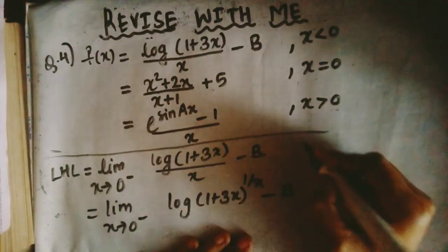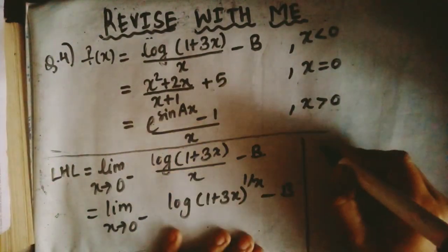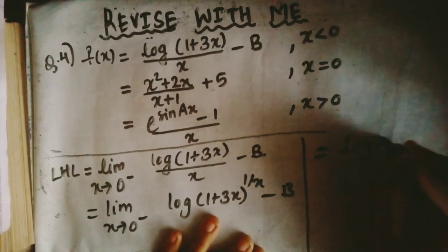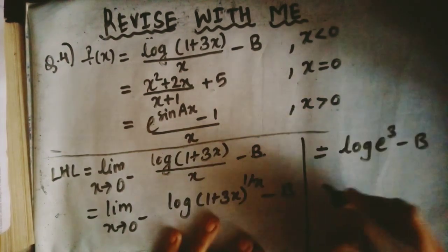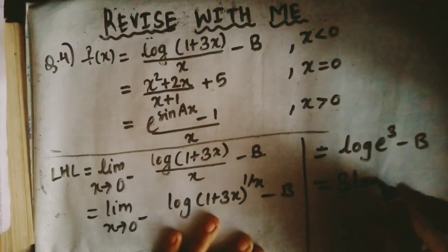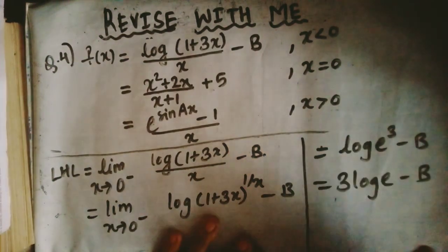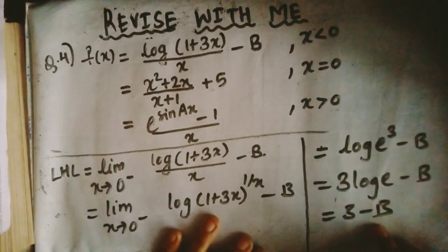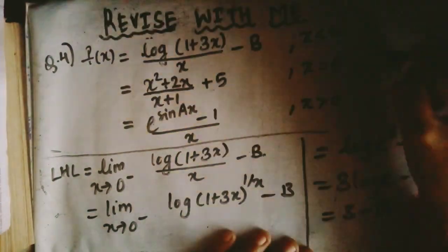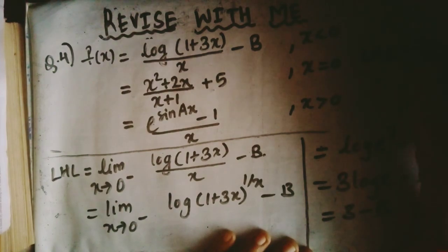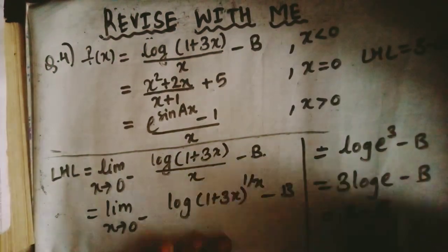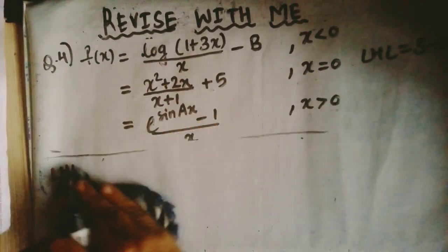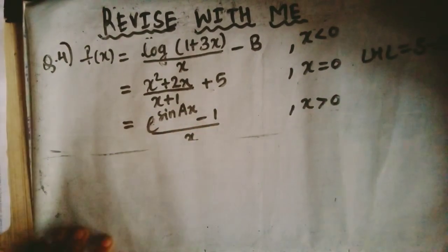We'll write it as, putting the limit, you will get this as log e cube minus b, which we can write as 3 log e. Log e is 1, so 3 minus b. This becomes your LHL. So I'll write it here. Let's find out RHL.